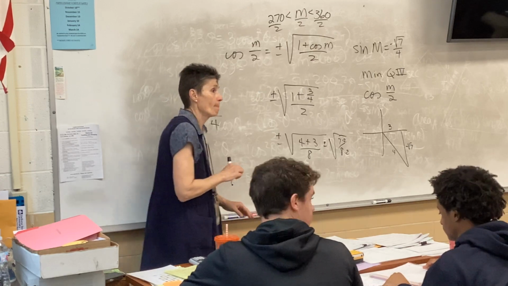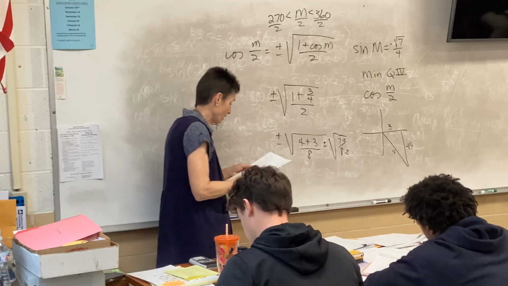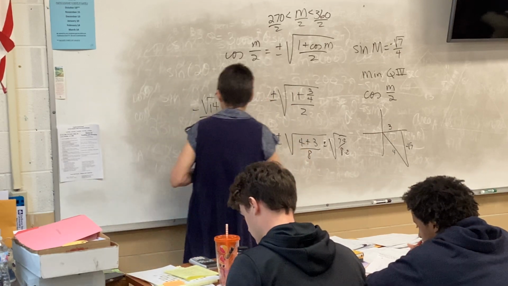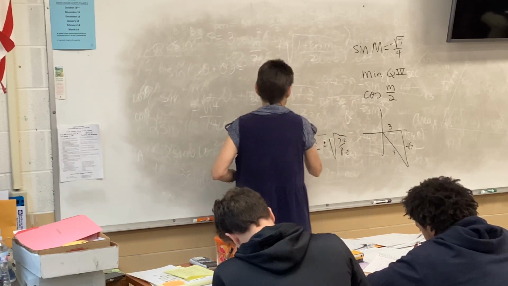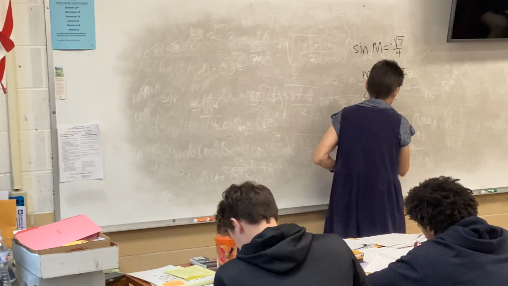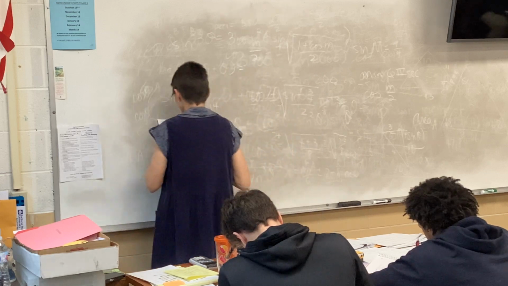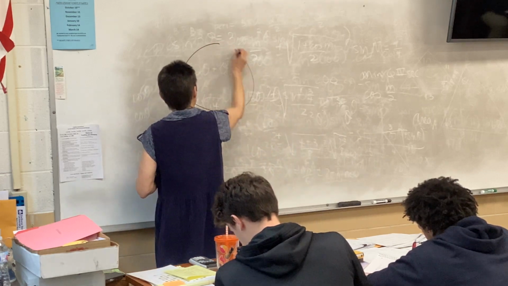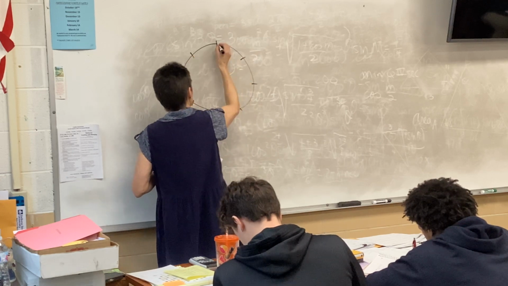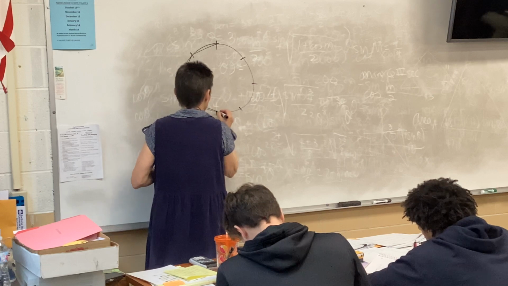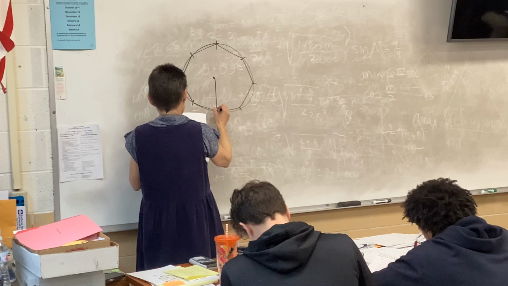Liam? Chapter 5 review number 8. Find the area of a regular octagon inscribed in a circle with a radius of 9. So a regular octagon, that's 8 sides, inscribed in a circle with a radius of 9.